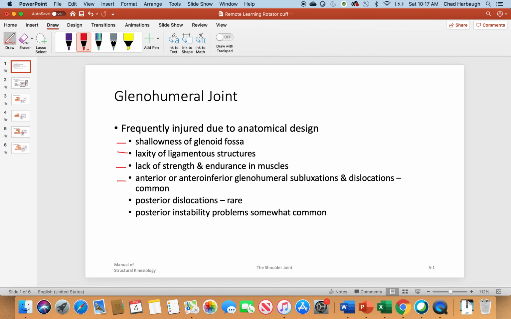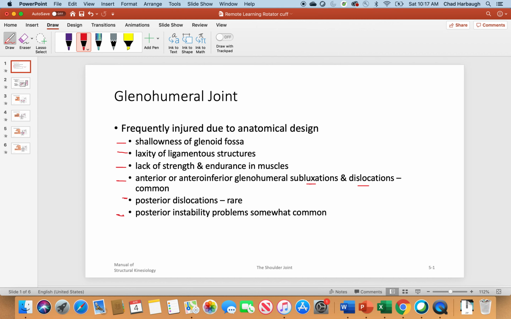We see a lot of anterior inferior glenohumeral subluxations. Subluxation is just a partial dislocation without any destruction to the labrum, and with a dislocation, usually there is some type of damage done, most often in the labrum. Posterior dislocations are extremely rare. The reason is all the musculature in the posterior compartment of the upper back.